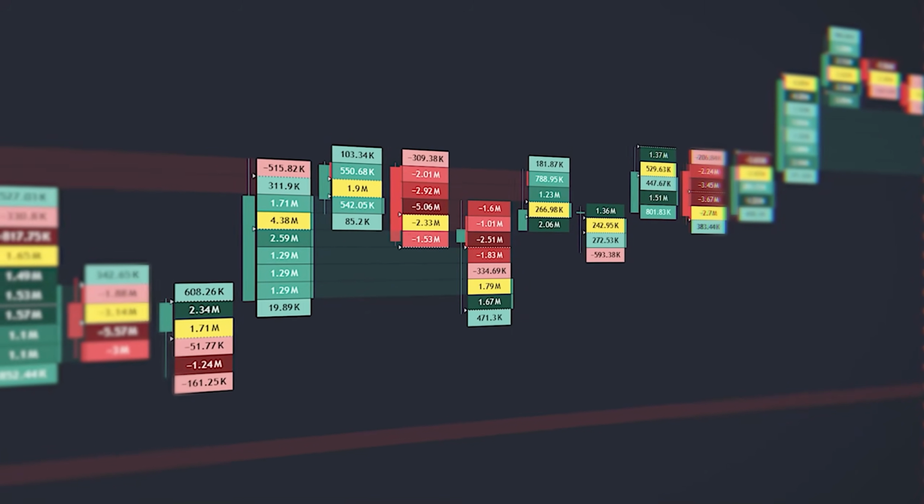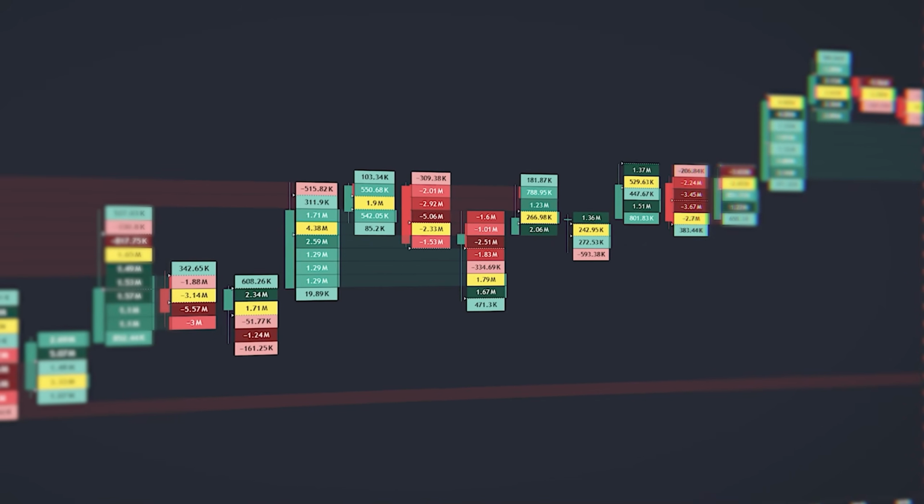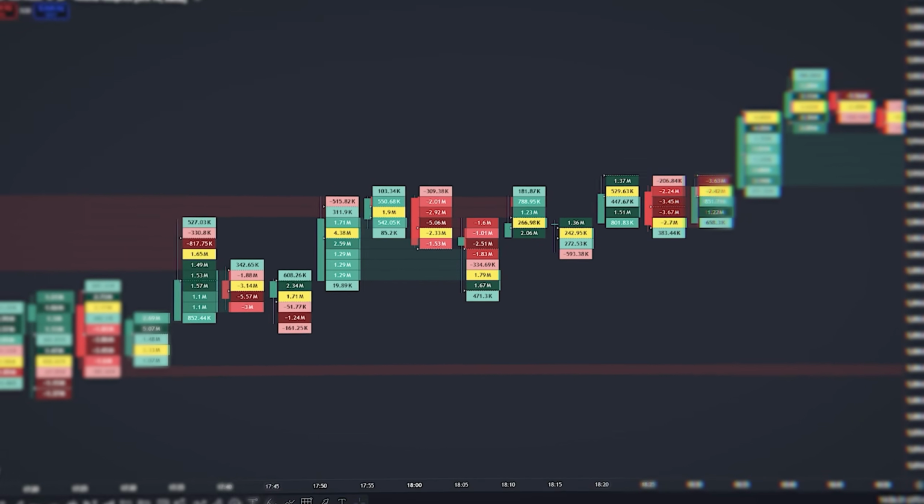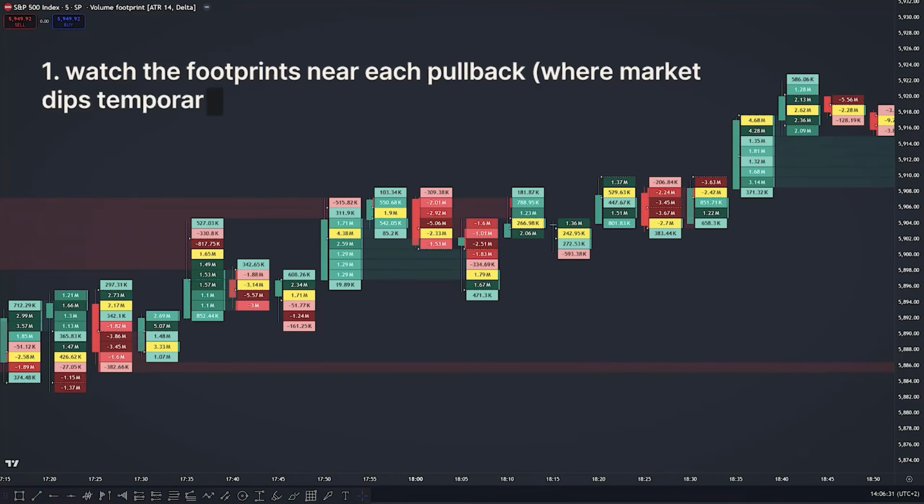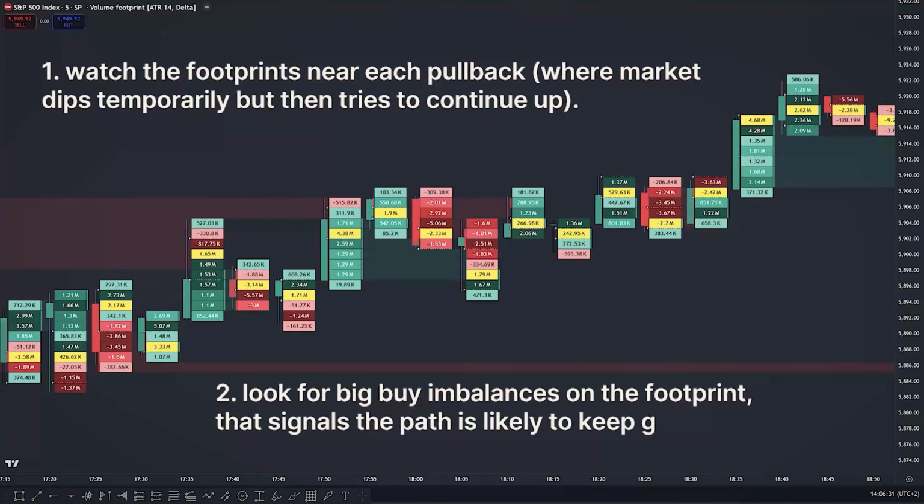Now, let's connect absorption and imbalances to the overall structure. Suppose you have an uptrend. You watch the footprints near each pullback. This is where the market dips temporarily, but then tries to continue up. If every time the price dips, you see big buy imbalances on the footprint, that signals the path is likely to keep going upward. The structure remains bullish.